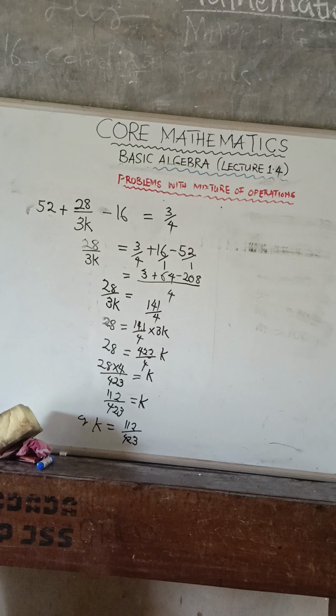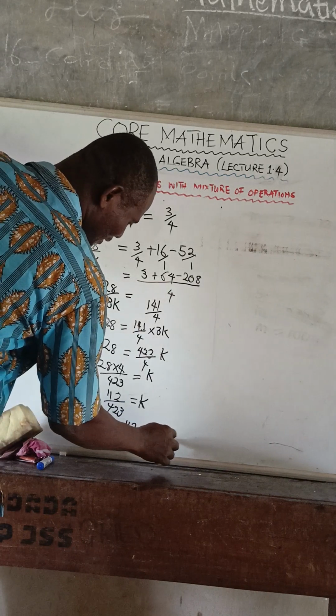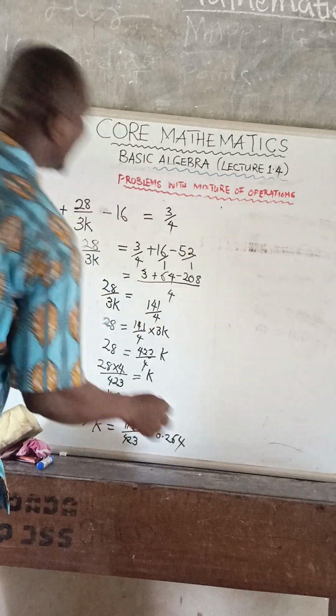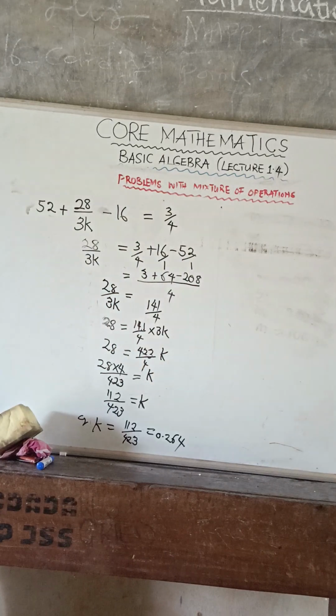You can leave the answer like that, or you can get it in decimal, 0 point something. It will be the same. So look at the procedure. We got 0.264, and that is the procedure to come out.